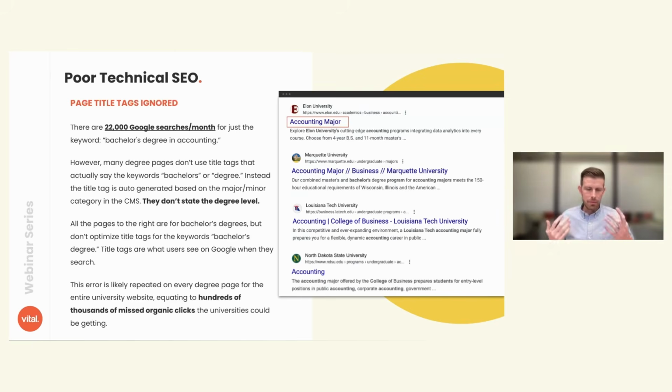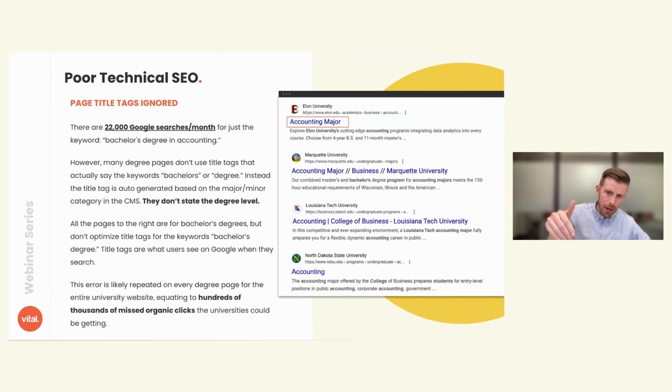The other thing, this is an easy thing that people can do, and it's just overlooked, is page title tags. So the title tag is what Google displays to people when they search Google. So on the right here, accounting major from Elon University, accounting major, that's the title tag for their accounting page. I think it's actually their bachelor's page, but for that page, that's the title tag.